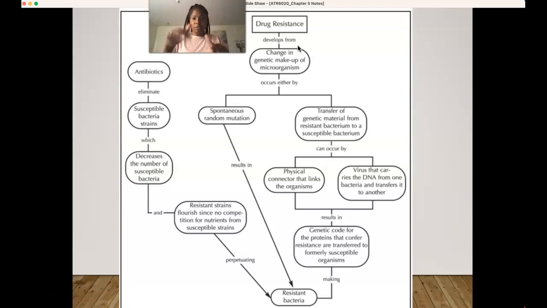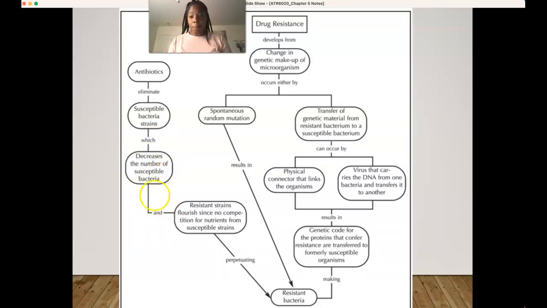So this should kind of be a little bit of a review, but let's talk about it. So let's start over here first. One thing we have to consider about antibiotics is that bactericidal antibiotics in particular will eliminate all of the susceptible bacterial strains, right? Now, one of the things that happens, remember, with a broad spectrum antibiotic is it's going to kill off the good and the bad, right? Because it cannot discriminate between the two. And so that decreases the number of susceptible bacteria.